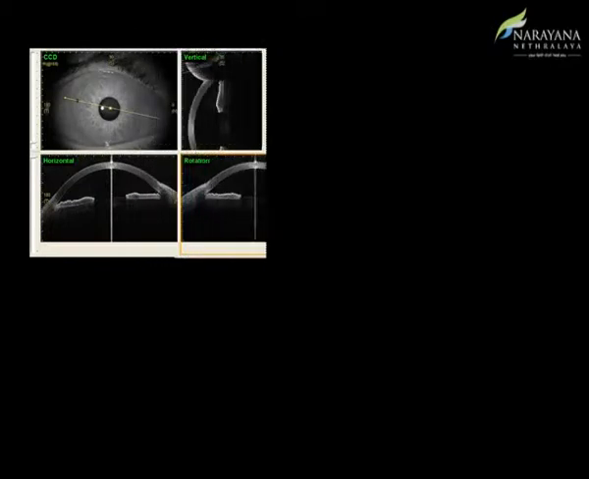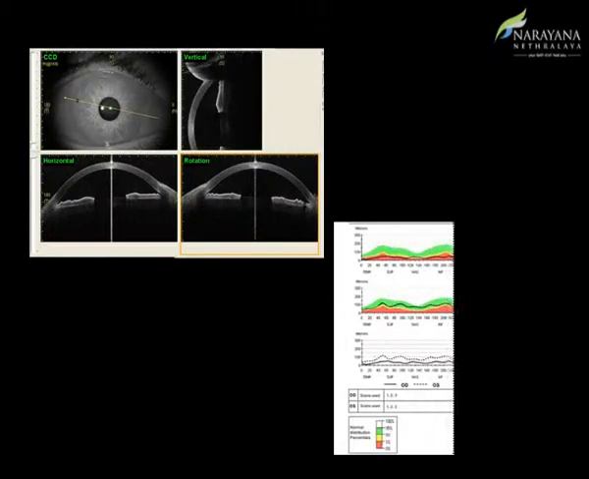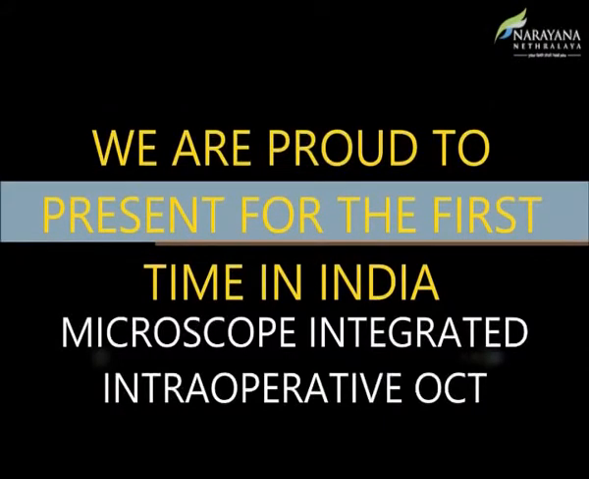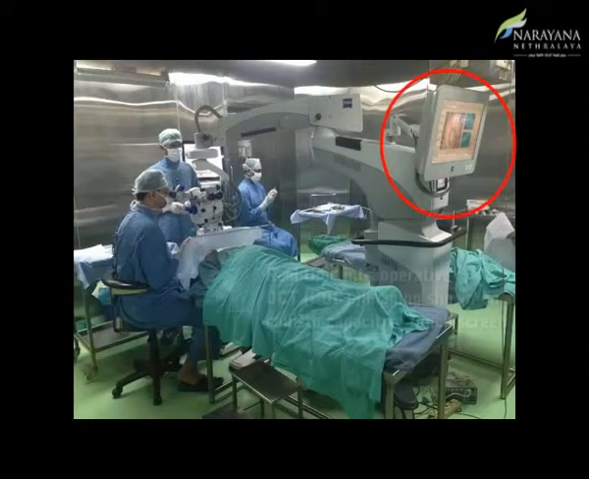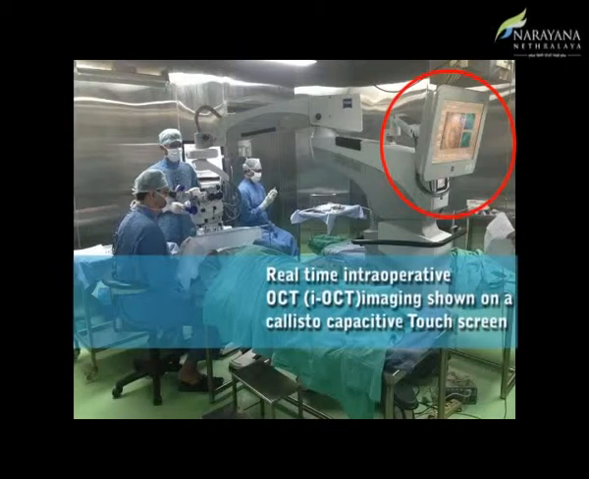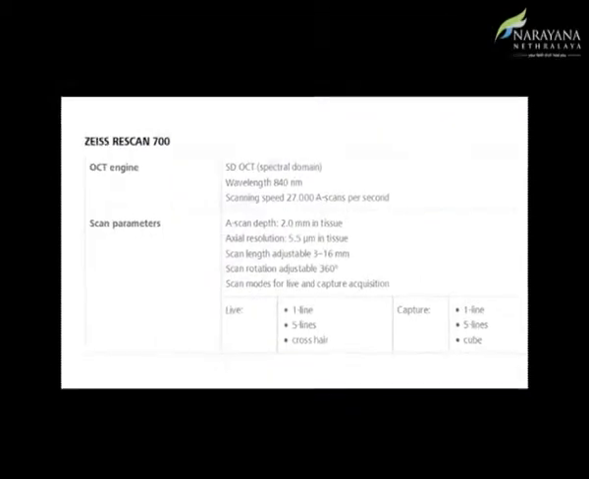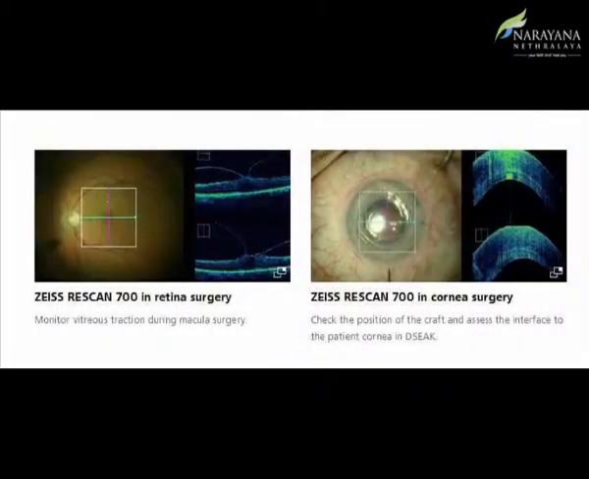The utility of both anterior segment and posterior segment OCTs in both diagnosis and management of glaucoma is well established. These machines give both qualitative and quantitative information of the tissues of interest. The Zeiss Lumera microscope with the integrated Rescan 700 OCT ushers in a new era of surgical practice. The specifications and details of the instruments used are shown in the image here. The real-time cross-sectional imaging while operating could be useful in various steps of both anterior and posterior segment surgeries.